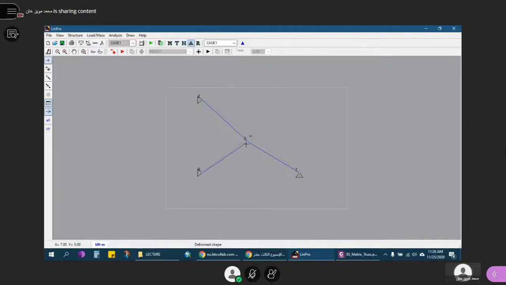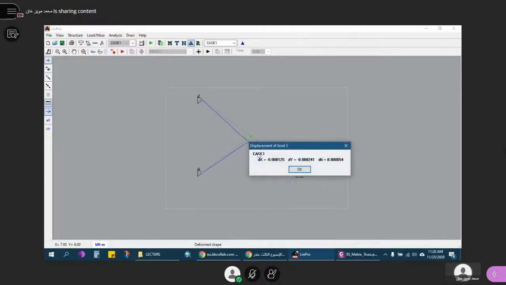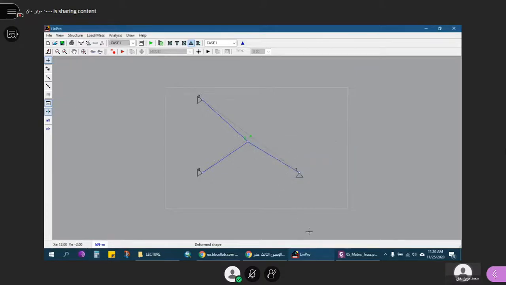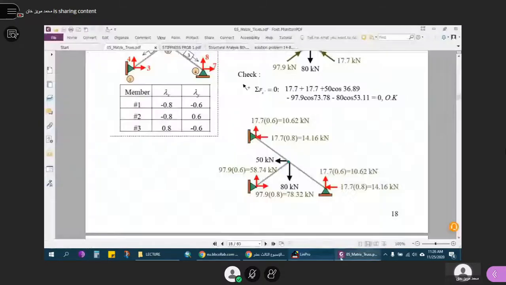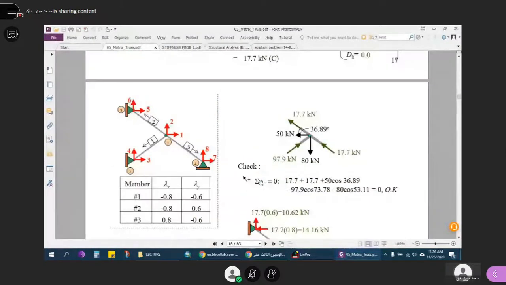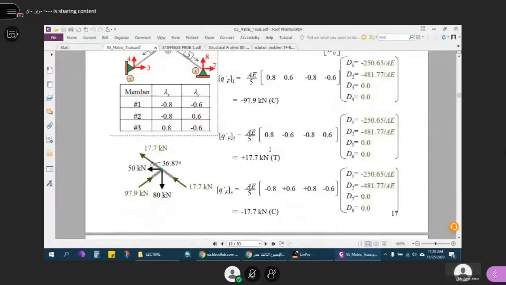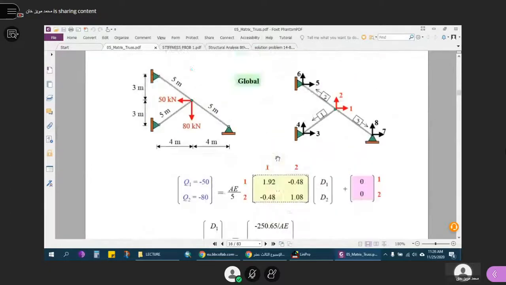Also you can see from here. Just right click on this button. You can see in the x direction 0.00125. The y direction displacement is 0.0241. All right. So this is how you find the element stiffness matrix and global stiffness matrix by using LinPro. Okay, so let me show you another.